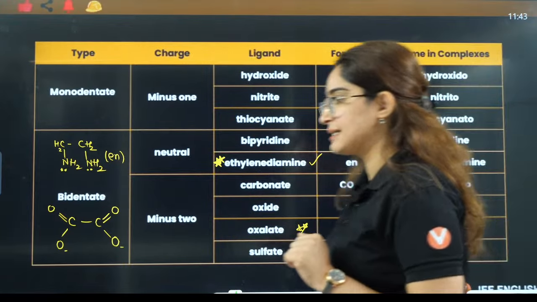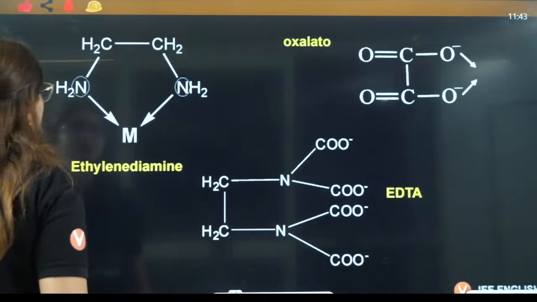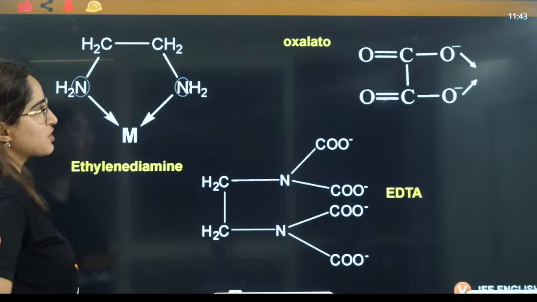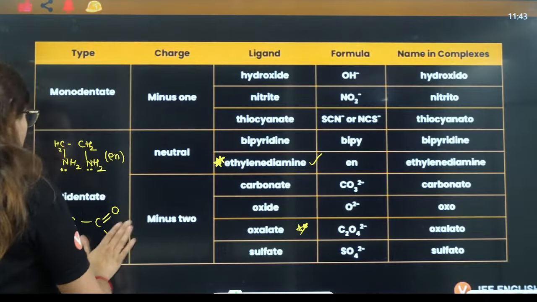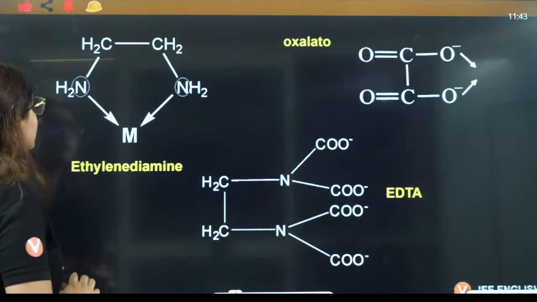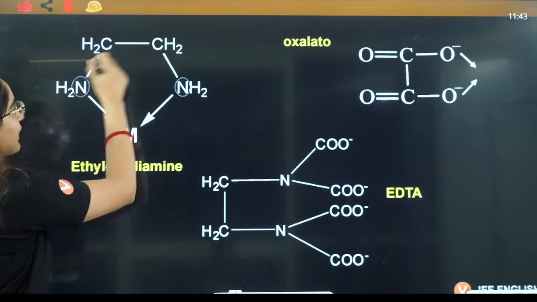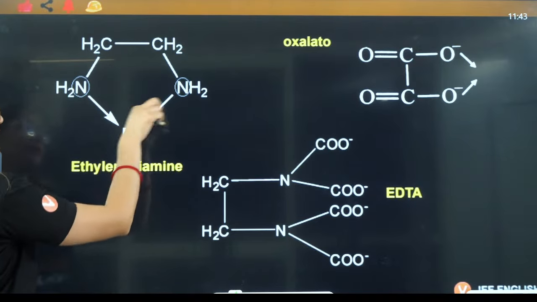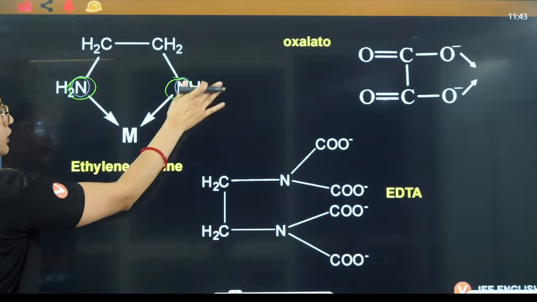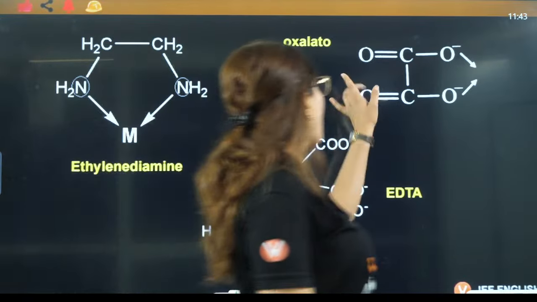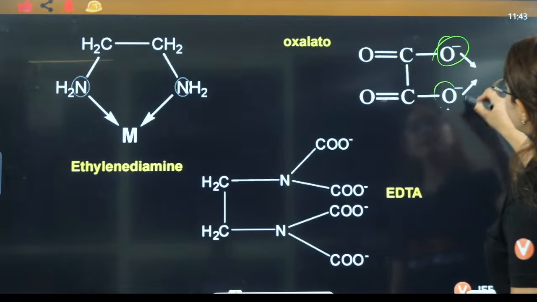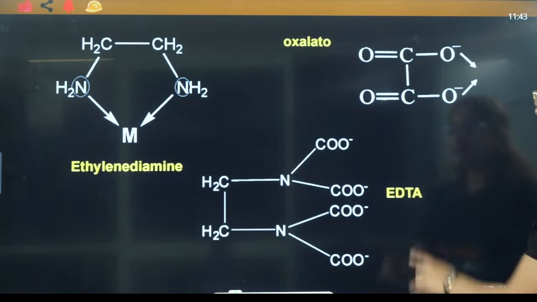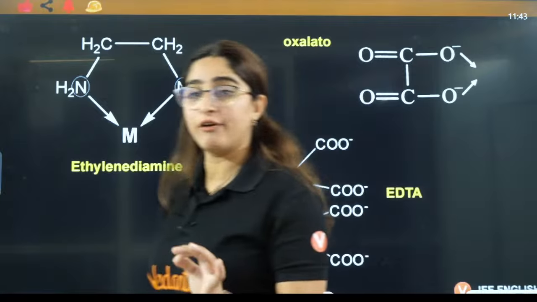Understood, right? Then guys, in the next we have ethylene diamine. The structure I have drawn is already there, so I don't need to write it here. Here you have ethylene diamine, that is ethylene, and there are two amines here, two donating sites. This is oxalato. This and this are two donating sites. Then talking about EDTA, very important.